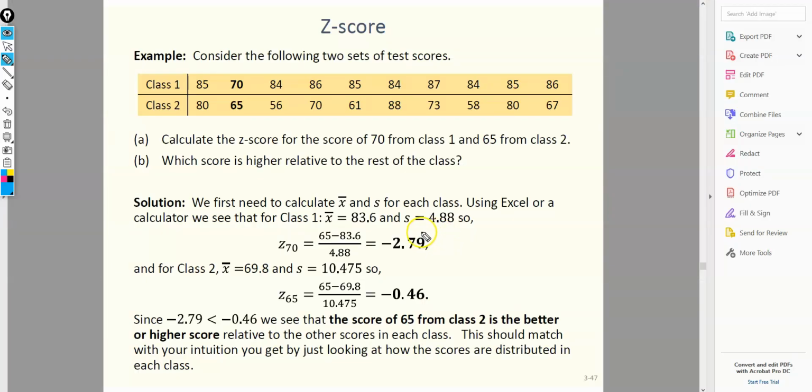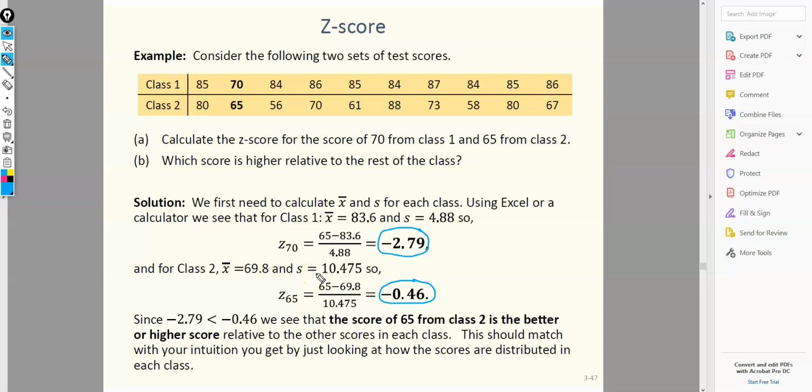And looking back at the class notes, you see we have the z-score for the score of 70 being negative 2.79, which is what we found using Excel, and the z-score for the score of 65 from class 2 is negative 0.46. Also notice that since negative 2.79 is less than negative 0.46, the score of 65 from class 2 is actually better or higher than the score of 70 relative to the scores in each class.